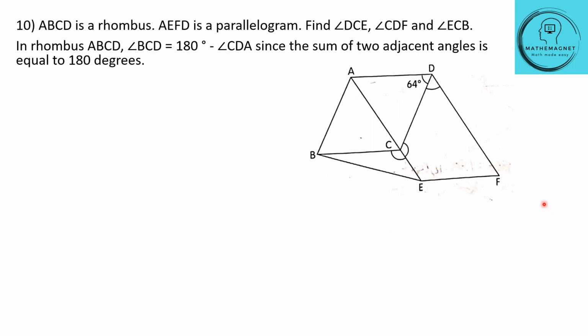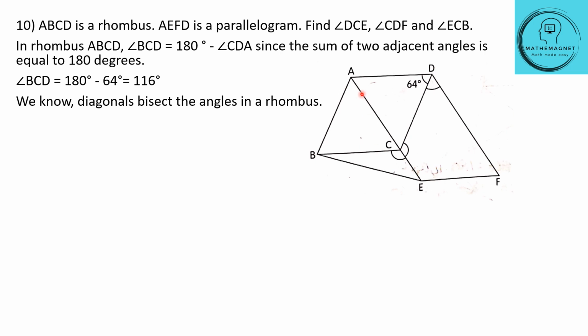So in rhombus ABCD, angle BCD will be equal to 180 minus angle CDA, that is, the sum of two adjacent angles is equal to 180 degrees. So this angle will be equal to 180 minus this angle, which is 64, and that will be equal to 116. Now we know angle BCD is equal to 116. Now let's keep that aside.